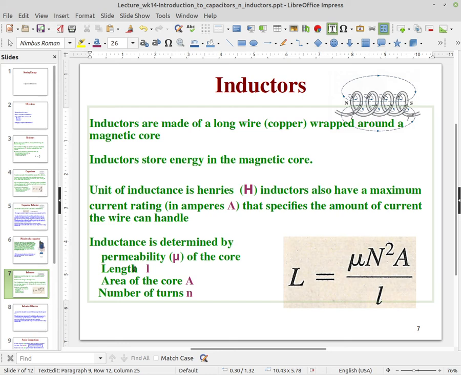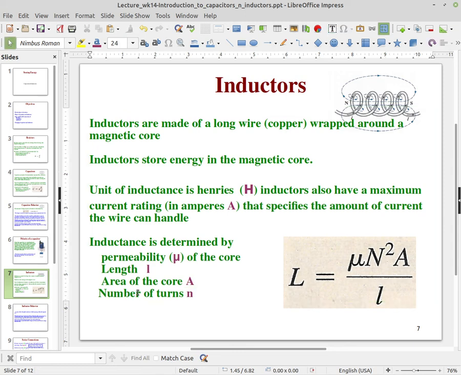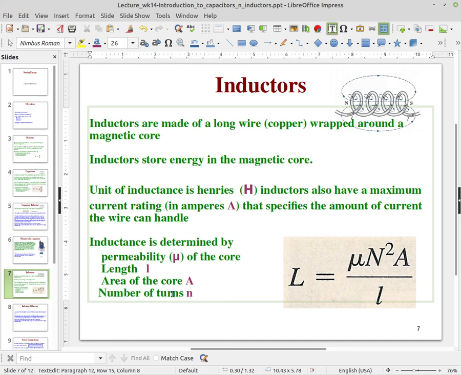We also have the length of the inductor and the area of the core. So in this case, the area represents the area of the core. And there's one extra value in here, which is the number of turns. All right, and notice that in the equation, it's the number of turns squared.